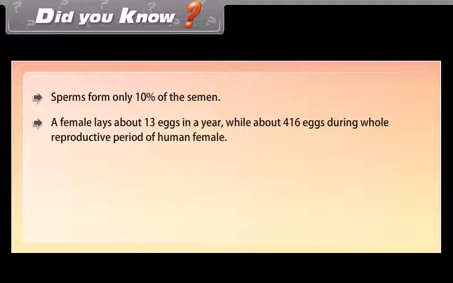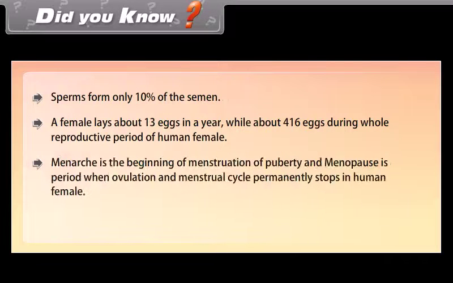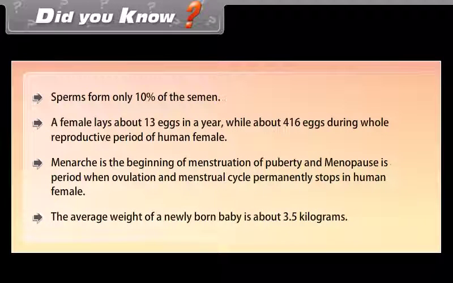Did you know sperms form only 10% of the semen? A female releases about 13 eggs in a year, and about 416 eggs during the whole reproductive period of a human female. Menarche is the beginning of menstruation at puberty, and menopause is the period when ovulation and the menstrual cycle permanently stop in the human female. The average weight of a newborn baby is about 3.5 kilograms.